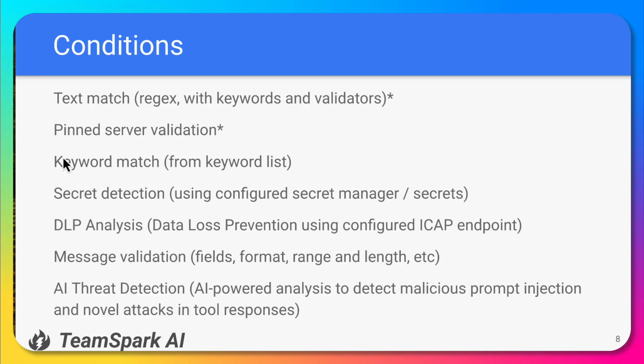Condition. We're working on keyword match, so you can take keyword lists of secret or non-secret data to match against the text. Secret detection using secret managers, DLP analysis via ICAP endpoints, message validation, that field format, range and length stuff I talked about, and then AI threat detection, where we use a local model to look for malicious prompt injection and other kinds of novel attacks in the tool responses.